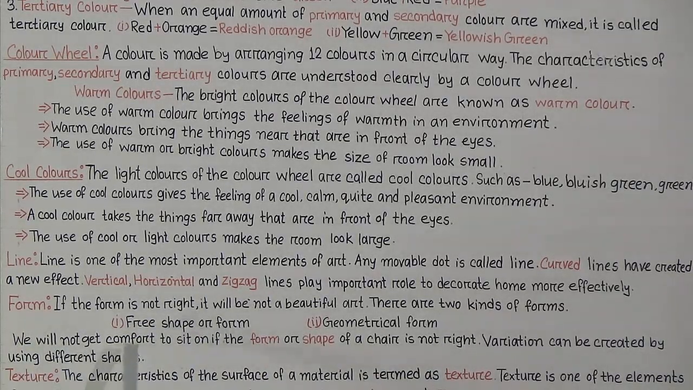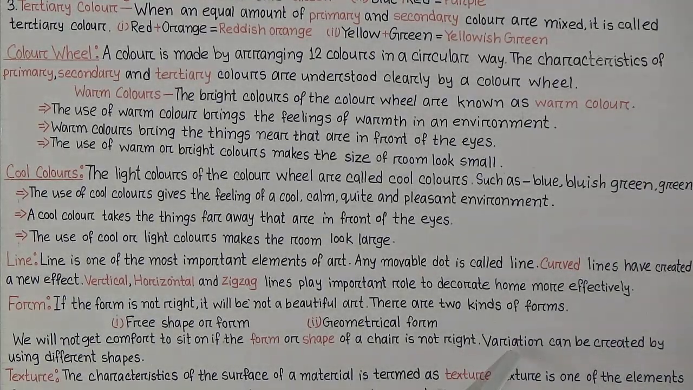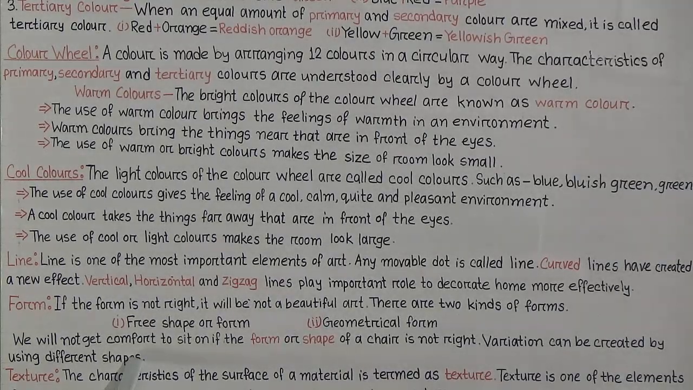We will not get comfort to sit on if the form or shape of the chair is not right. So here we are saying about our comfort. If we sit on a chair and it is not comfortable for us, it can't be suitable for our sitting. Variation can be created by using different shapes. You can make variation if you use these different shapes.